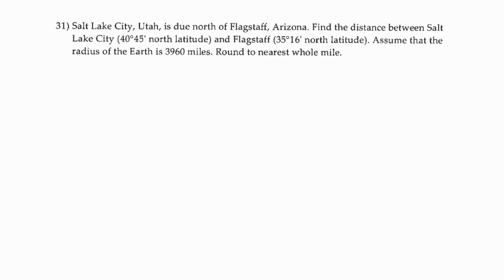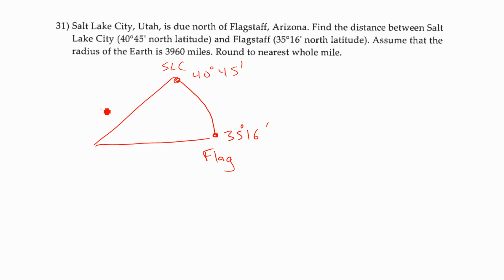All right, Salt Lake City is due north of Flagstaff. Those are cities on the earth. So there's Salt Lake City, and there's Flagstaff. And the distance between them is a degree, 40°45' and 35°16'. The radius of the Earth is 3960 miles. Round to the nearest whole mile. The distance between them, we're trying to solve for s.